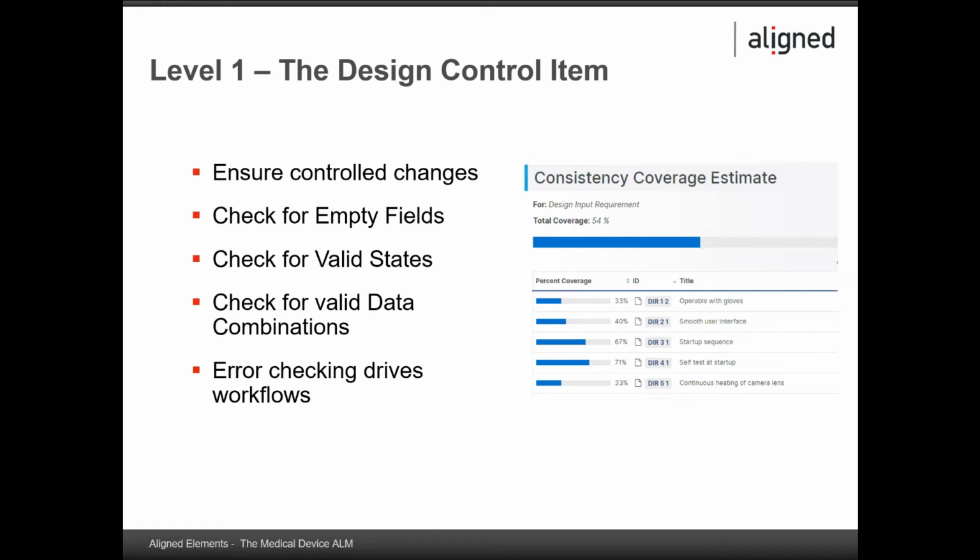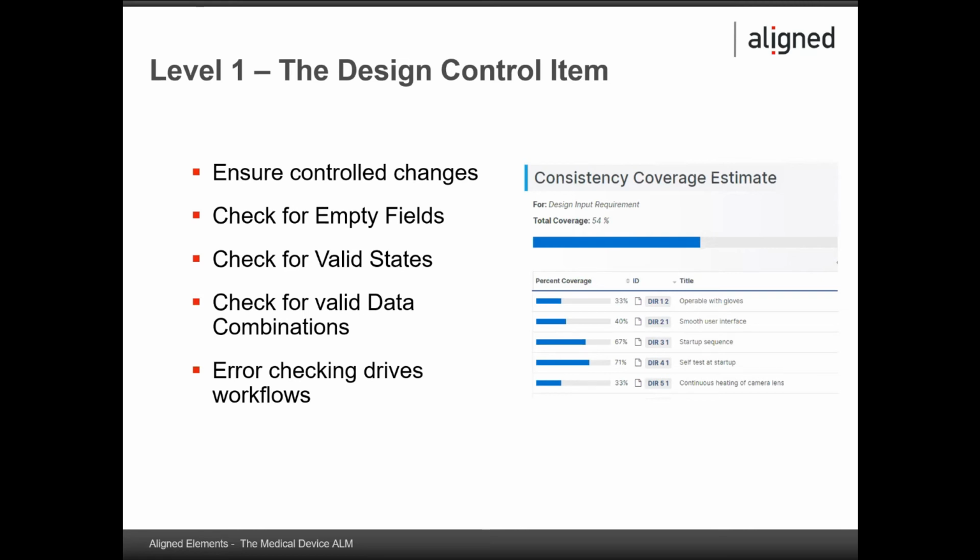We can also check for valid states, meaning that we let the software check if a risk is sufficiently mitigated, if a test is passed or failed, etc. We can also check for valid data combinations. It might be the case that if you answer no to a question, then you need to fill out a justification clause for that. If you say yes, you need to spell out why that is the case. And in the end, we can let these error checks drive workflows, meaning that you're not allowed to execute a test case if the test case itself has not been properly reviewed. So we use these error checks to drive workflow and to prevent the user from ending up in an inconsistent state. So these are all checks that can be done on the first level, on the design control item level.